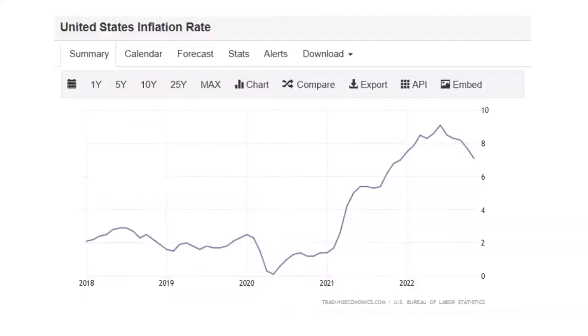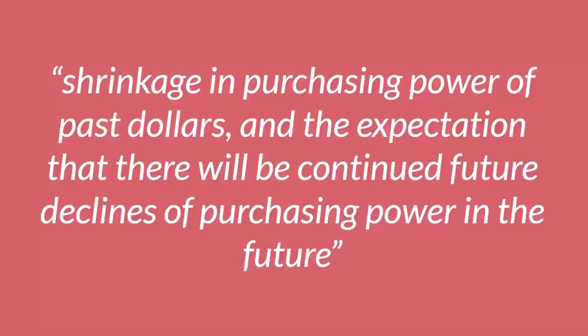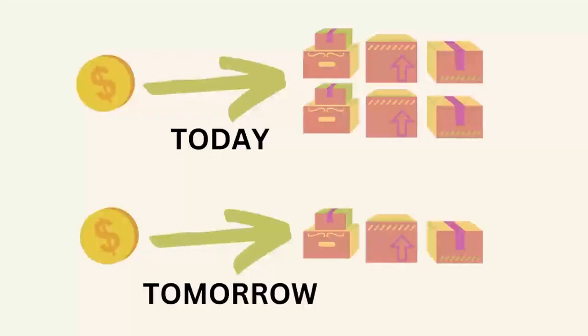With how much inflation and its impacts have been on the public's mind in the recent year, it is very important to understand just what inflation and its implications are. Graham frames inflation in the book as simply the shrinkage in purchasing power of past dollars and the expectation that there will be continued declines of purchasing power in the future. In common terms, this means that a dollar tomorrow will buy you less than the same dollar would today, or in other words, the value of your dollar has been reduced.